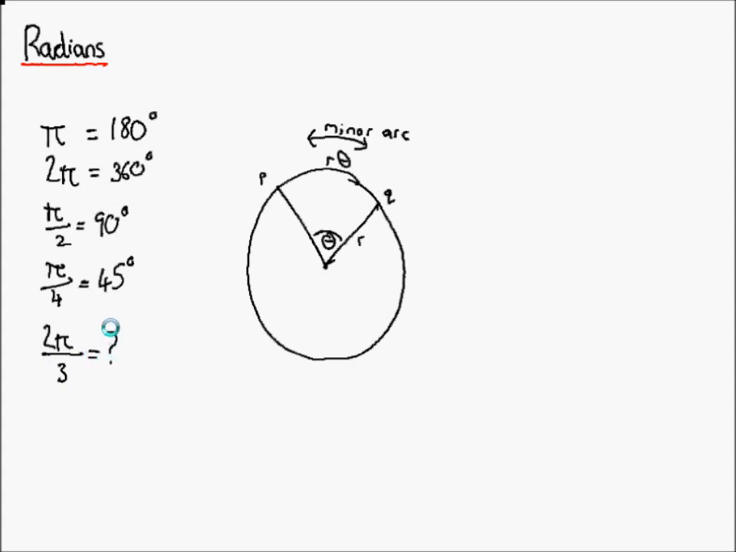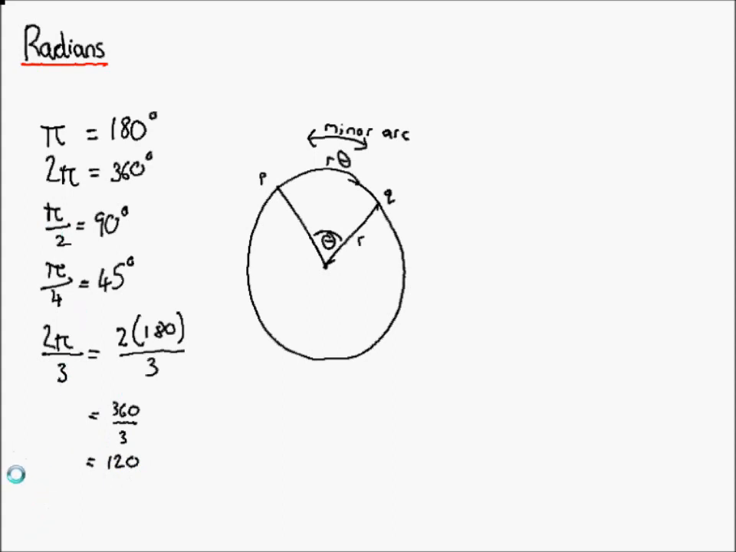Let's think. Let's substitute in 180 into that equation. So you have 2 times 180 over 3, which is equal to 360 over 3, which is equal to 120. That's it. That's how easy it is.